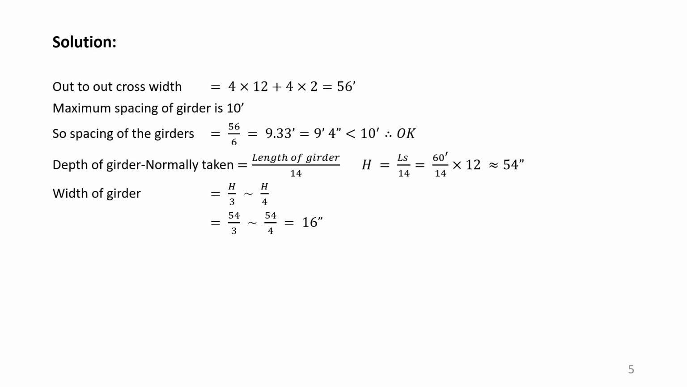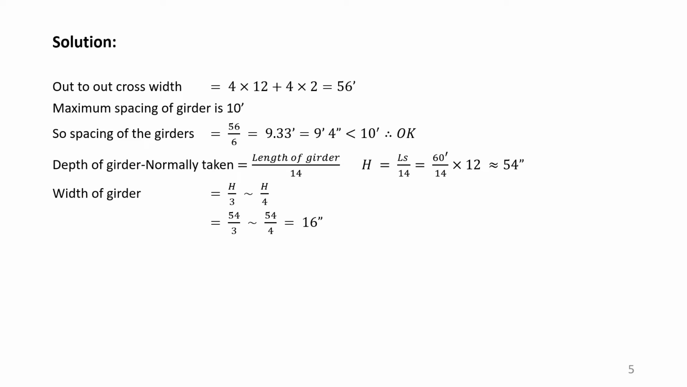And now we will go for the solution. We have 4 lanes and 2 sidewalks or walkways, as I mentioned in the previous part. Then the cross width of this bridge is 4 lanes into 12 feet plus 2 walkways into 4 feet, that means 56 feet. Maximum spacing of girder is 10 feet. If we use 6 girders, then the spacing of the girder is 9.33 feet, that is 9 feet 4 inches, which is less than 10 feet.